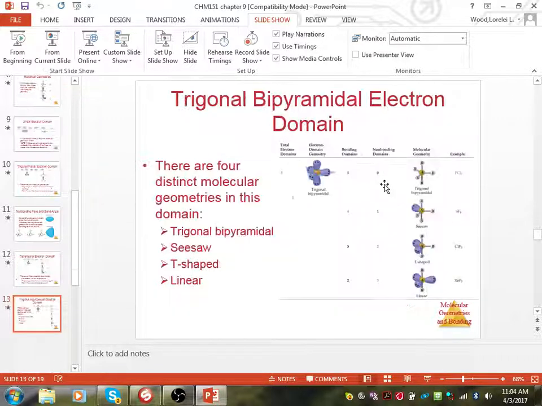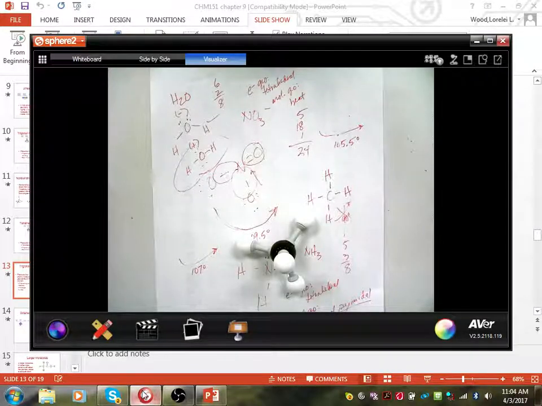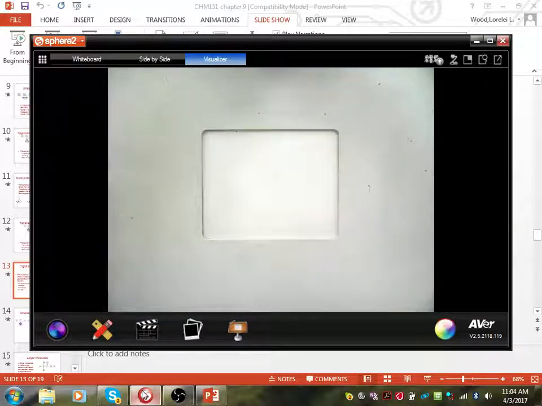And we already talked about tetrahedral. Now let's talk about some of the more complex molecules. Trigonal bipyramidal. Good example here is PCl5. We look at PCl5 in terms of its Lewis structure. Let's do PCl5 Lewis structure.